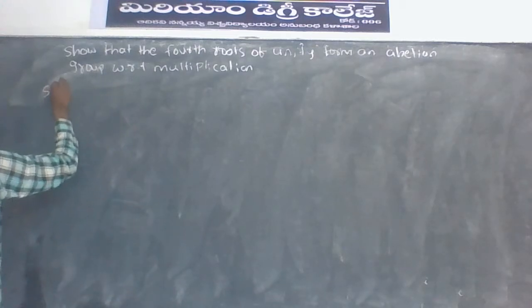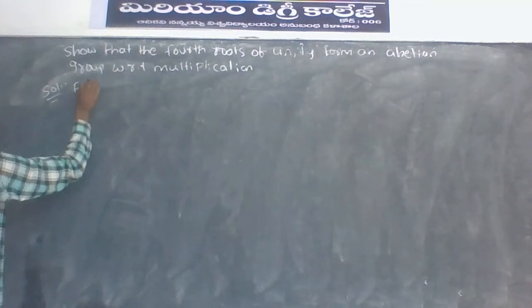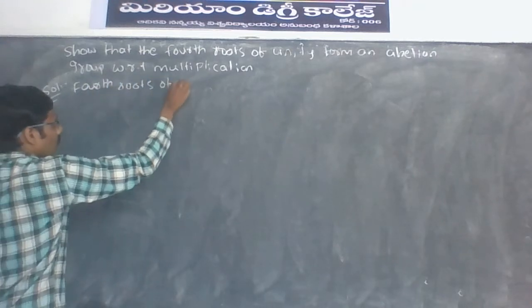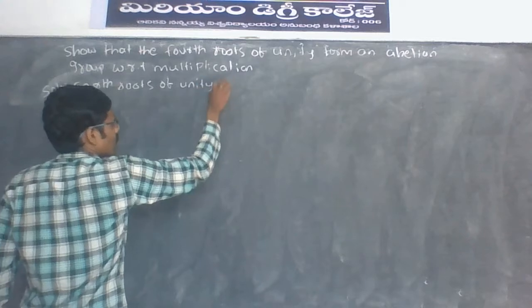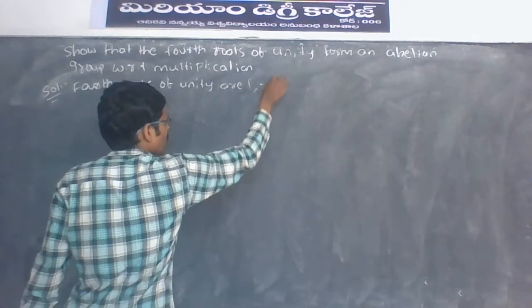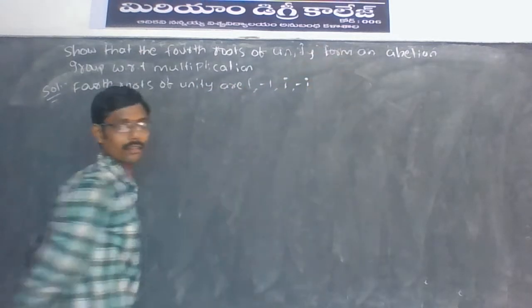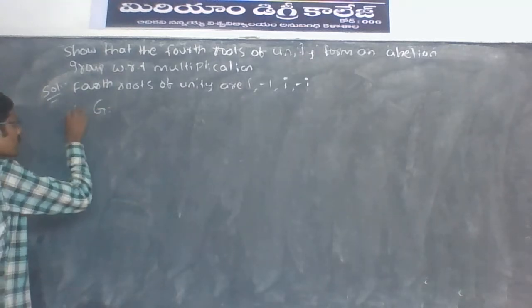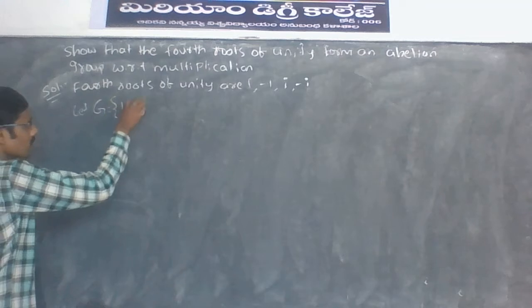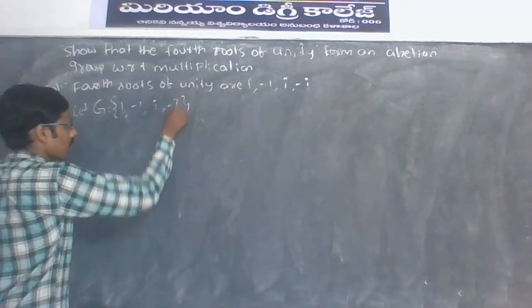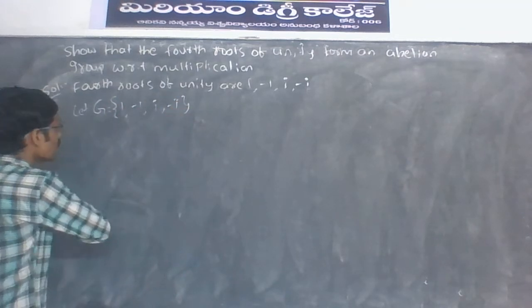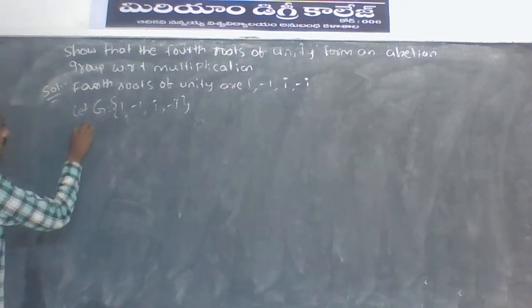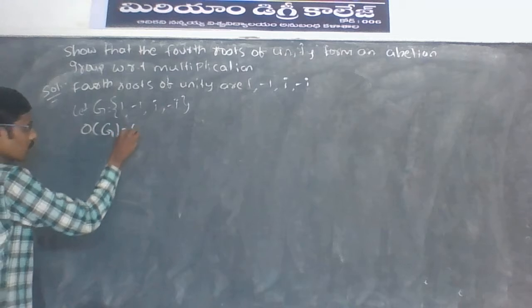Solution. The fourth roots of unity are 1, minus 1, I, minus I. Let Z is equal to {1, minus 1, I, minus I}. Next, the order of Z is equal to 4.